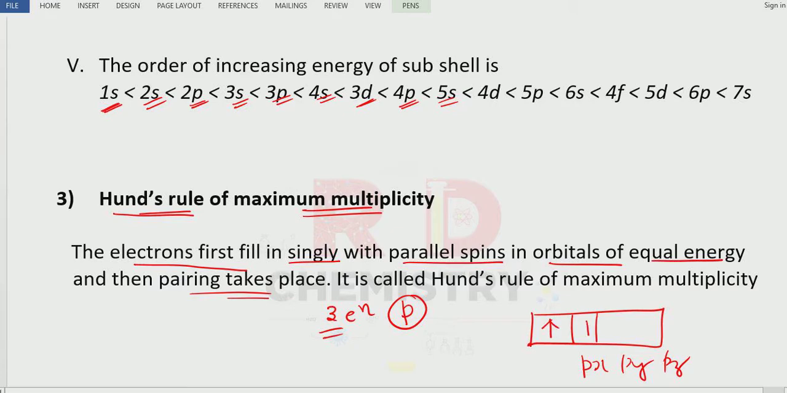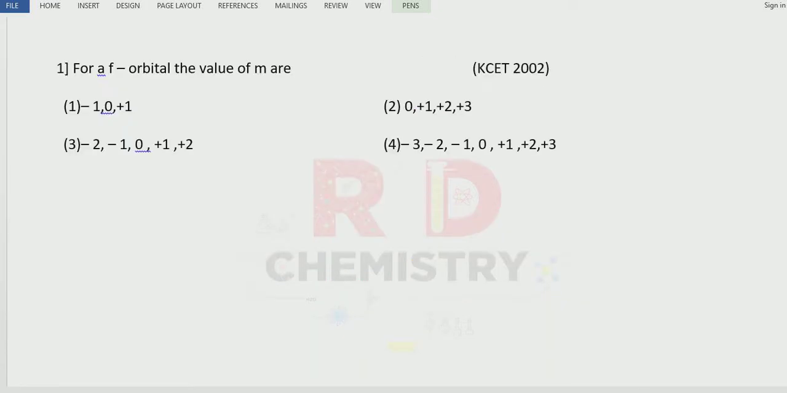First one, second one, and third one. Correct, like this. With the parallel spin, all are plus half. Suppose the fourth electron comes, then only electron pairing takes place in the first one here. So this is known as the rule. Which rule is it? Hund's rule of maximum multiplicity. Yeah, now we'll solve the problems.